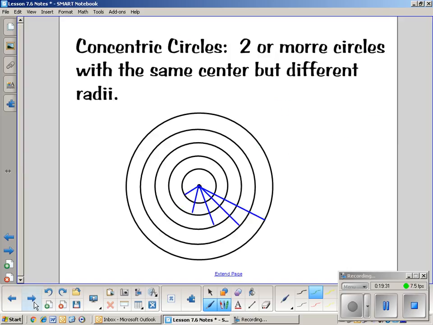The last slide here. So make sure we understand what concentric circles are. Concentric circles are 2 or more circles with the same center but different radii. So we see these in life all the time, don't we?